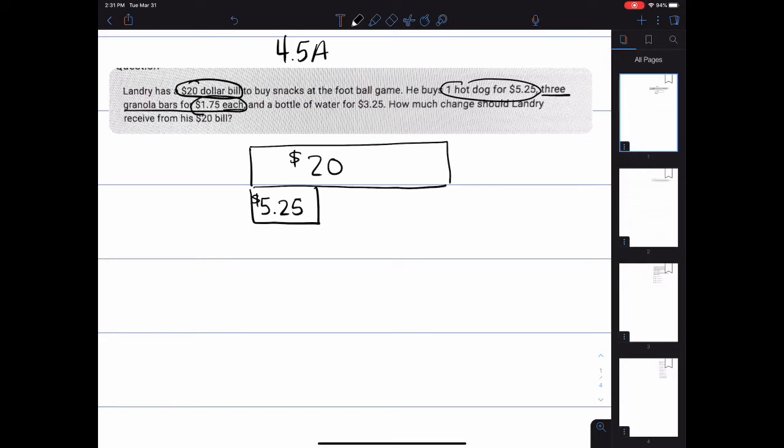The key word here is each. So I'm going to do 3 boxes to represent the 3 granola bars. And then I probably should have put H for hot dog over here. And I'm going to put $1.75 because each one was $1.75. Then he also bought a bottle of water for $3.25. Now, this is actually the same problem I worked out yesterday, but a lot of you still missed it.